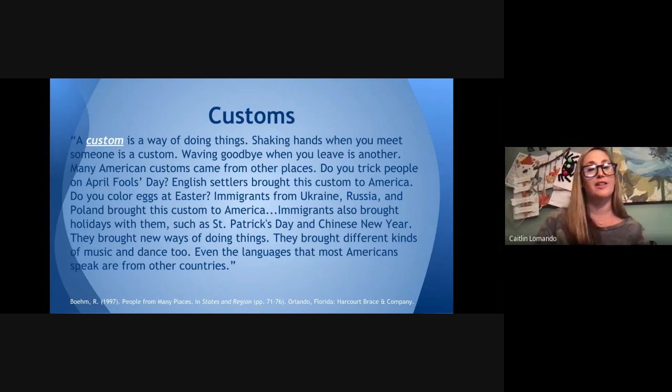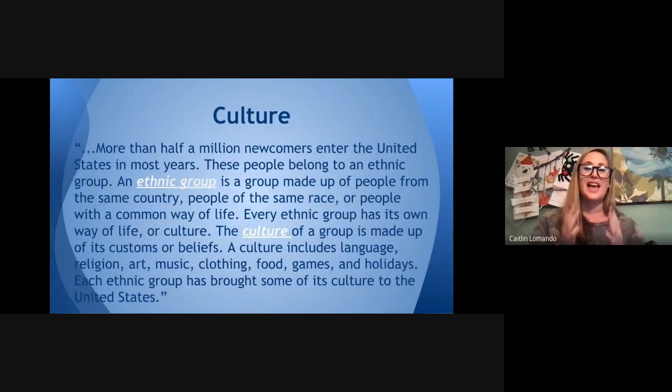Immigrants also brought holidays with them, such as St. Patrick's Day and Chinese New Year. They brought new ways of doing things. They brought different kinds of music and dance too. Even the languages that most Americans speak are from other countries. And the last thing that we're going to look at today is culture before we pause.